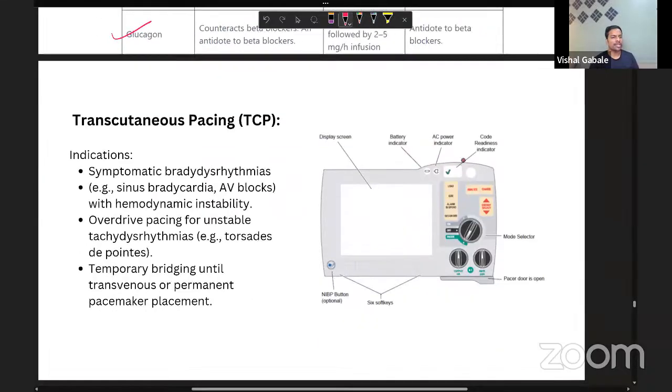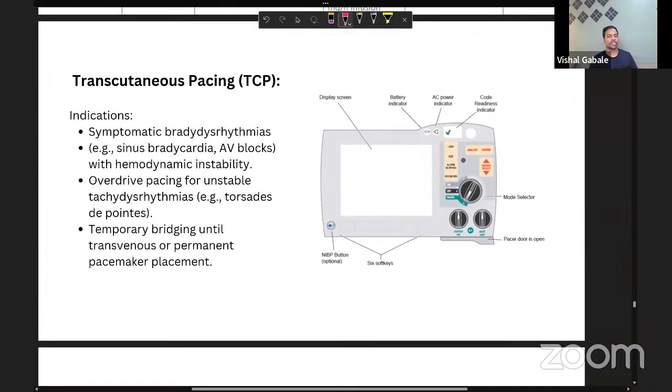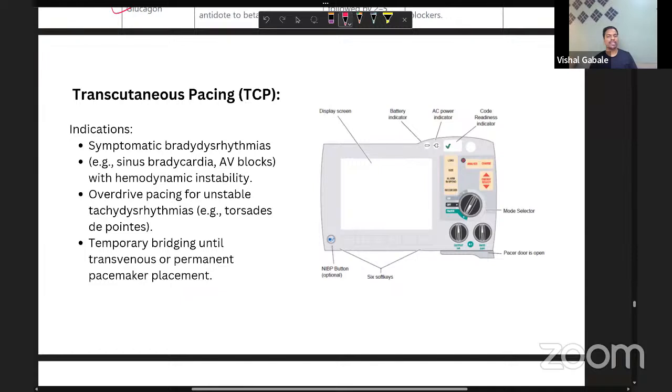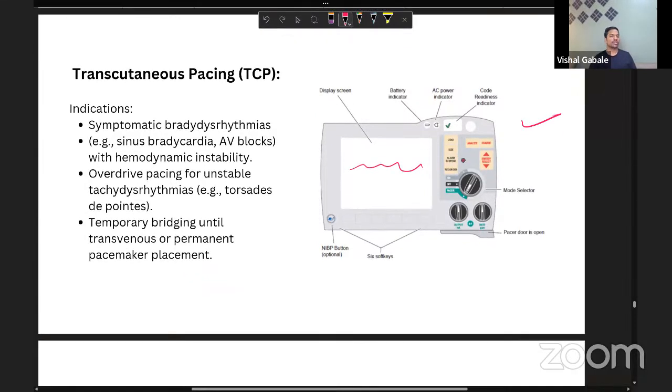Okay, so after those drugs, we have transcutaneous pacing. So this is basically a device that is used for pacing. Here you will see the ECG and all, how is the appearance of that, and what are the indications? Symptomatic bradyarrhythmias, like sinus bradycardia, AV block, etc. Along with that, it causes overdrive pacing for unstable tachyarrhythmias. And it can be used as a temporary bridge device to the permanent pacemaker.